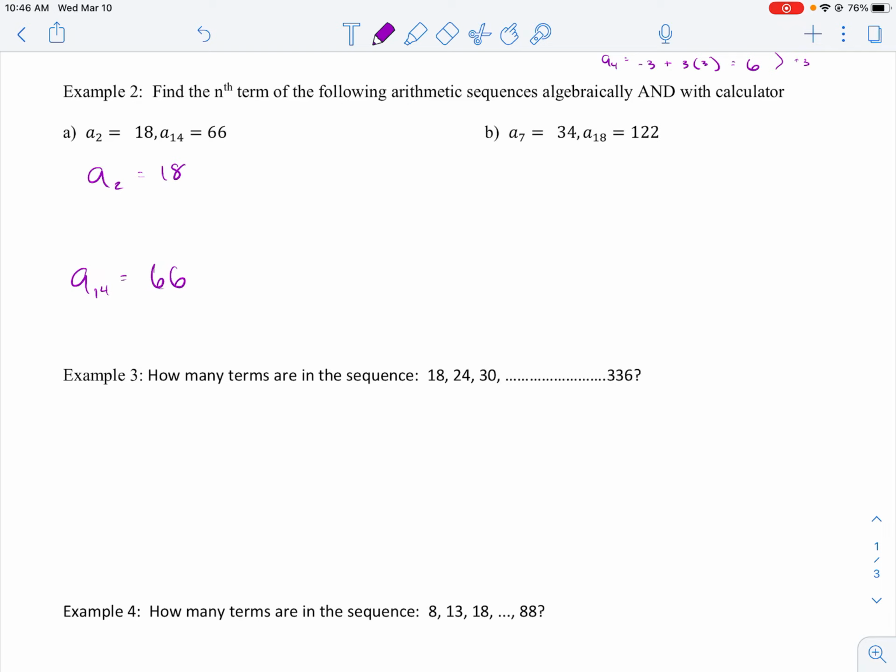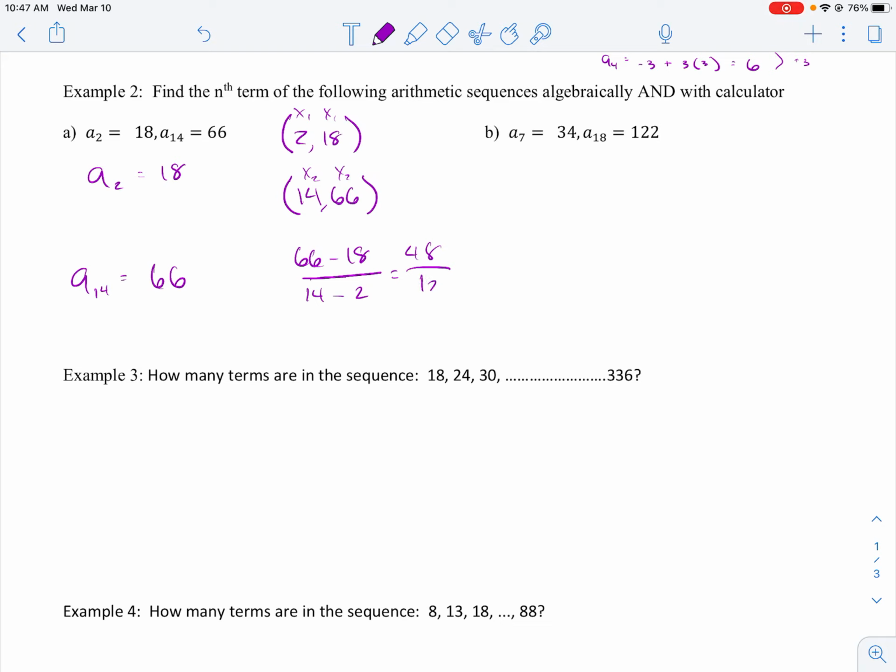Okay, so we're going to look at our change in y over our change in x. We need to find our slope. So think of it like this: 2 comma 18, 14 comma 66. Our second term is 18, and our 14th term is 66. So we're going to go y2 minus y1 over x2 minus x1, and 66 minus 18 gives me 48.